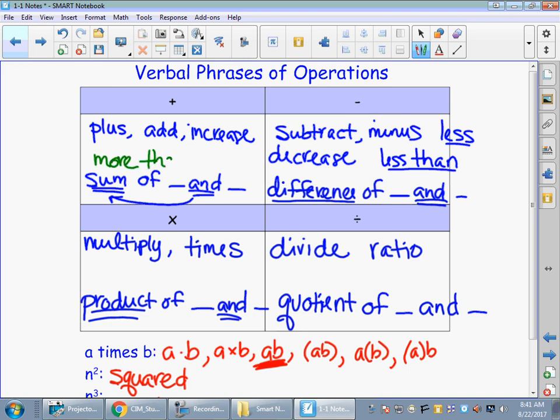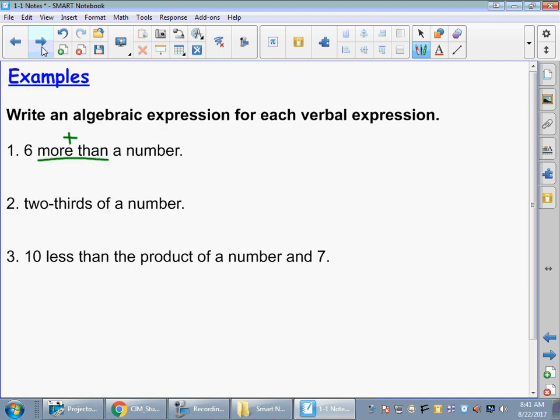I guess I should have added that when I put my less than over here. More than, less than. 6 more than a number. Now, technically, you're adding 6 to a number that we don't know. So when it says a number, let's just use the variable n. You could use any variable you want, but that's our unknown value. Technically speaking, 6 more than a number would be n plus 6.